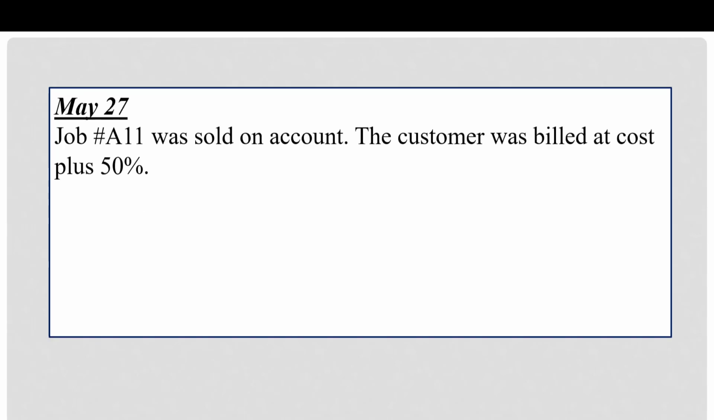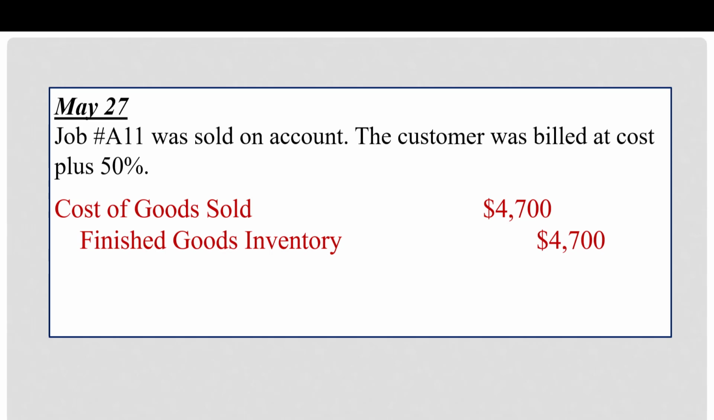On May 27th, Job A11 was sold on account. The customer was billed at a cost plus 50%. We will need to record two things here. One is the cost of the sale, and one is the sale. Now for the cost of the sale, you will debit cost of goods sold for $4,700, the cost of Job A11, and you will credit finished goods inventory. So here is where we move that cost to the expense account. We no longer own that inventory.